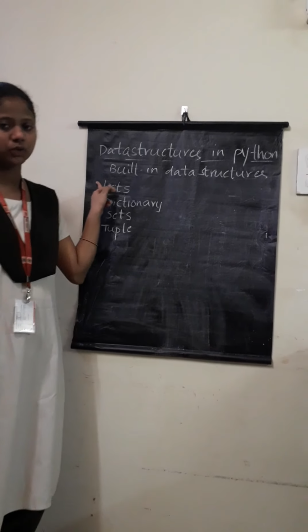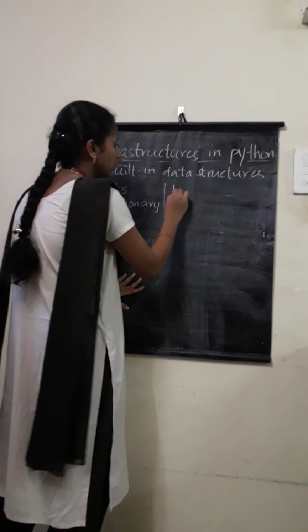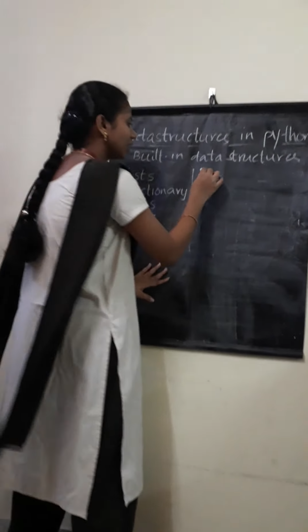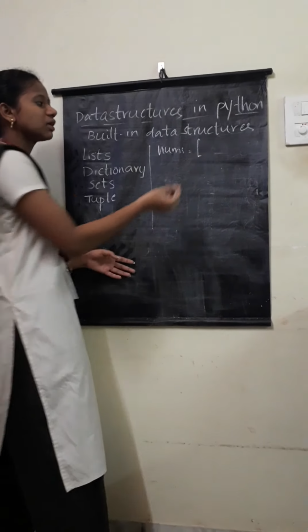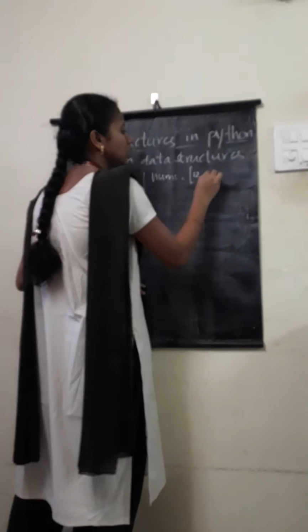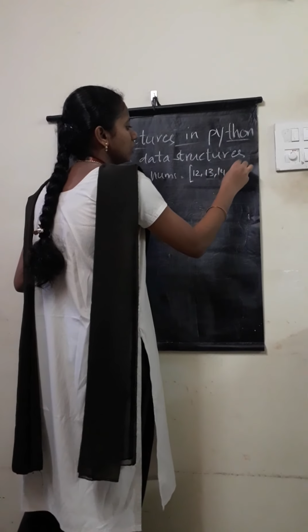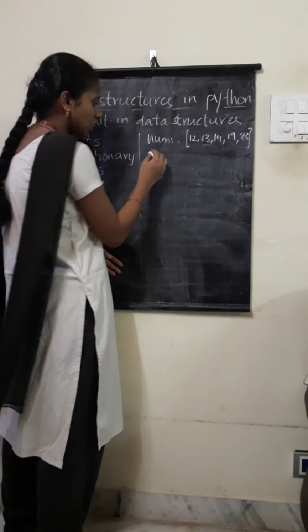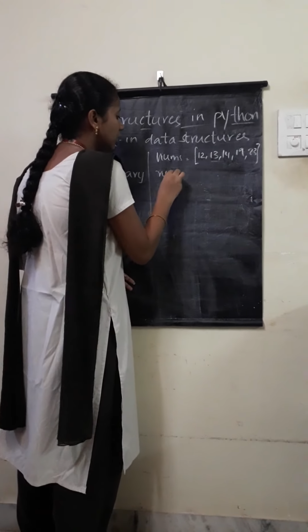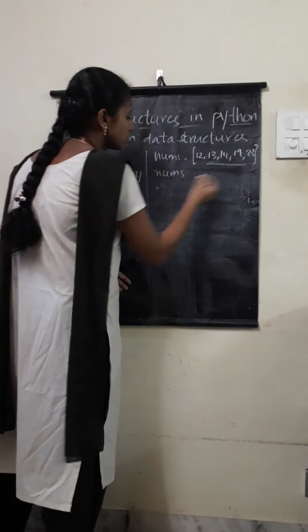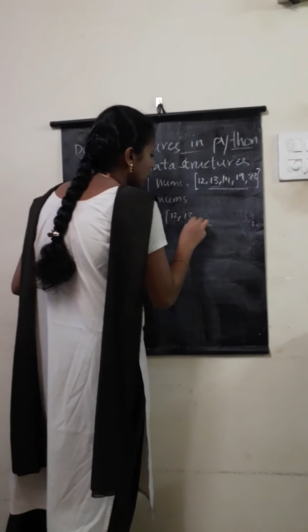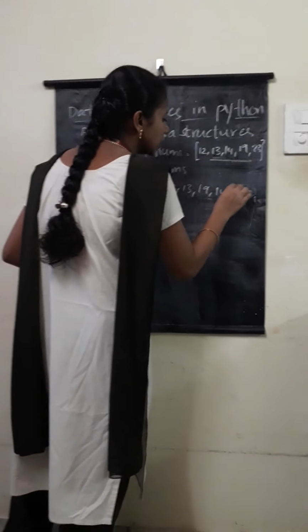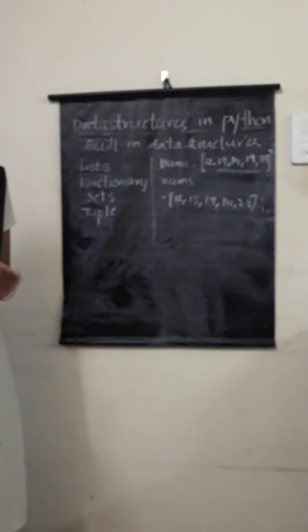Now we'll discuss the list. Suppose we take nums equals a list, an array of some numbers: 12, 13, 14, 19, 23. These are not in sorted order. By entering nums in the Python shell, it will print all these values as 12, 13, 19, 14 and 23. They will not be in sorted order.